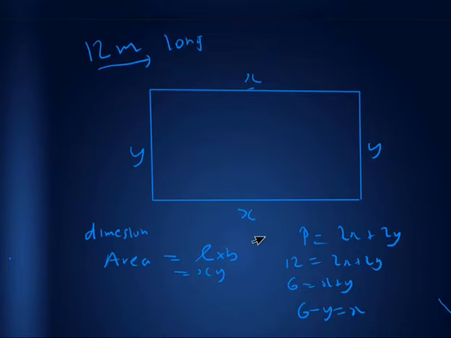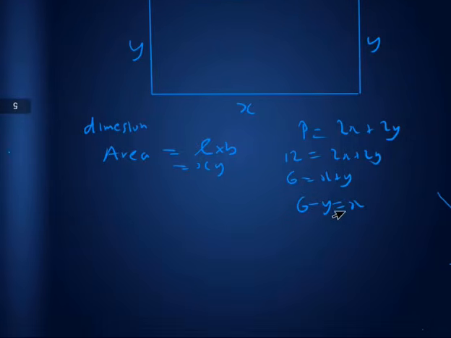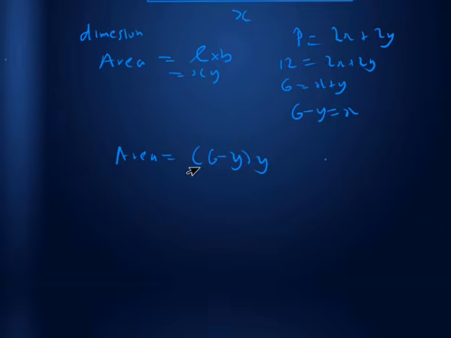I'll show you something. Notice that since we've made this the subject of formula, we can easily substitute it into the area formula. So we're going to say area is equal to x, right? x is 6 minus y, and then we're going to have times y. Remember, it's xy, so x is 6 minus y. Now let's multiply this. So we know that area is going to be equal to 6y minus y squared.